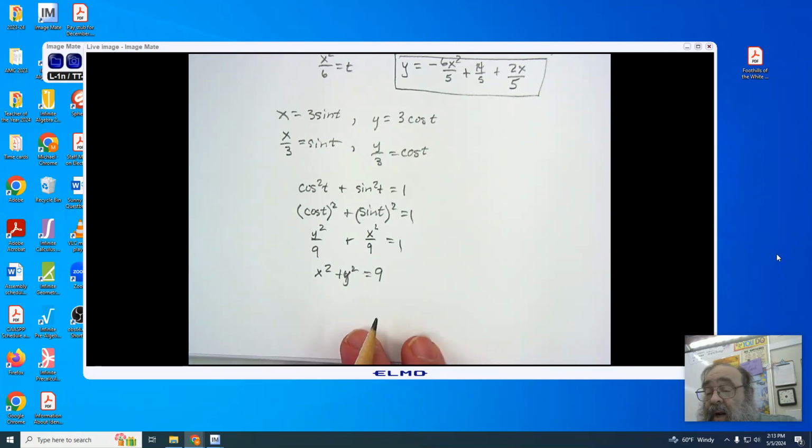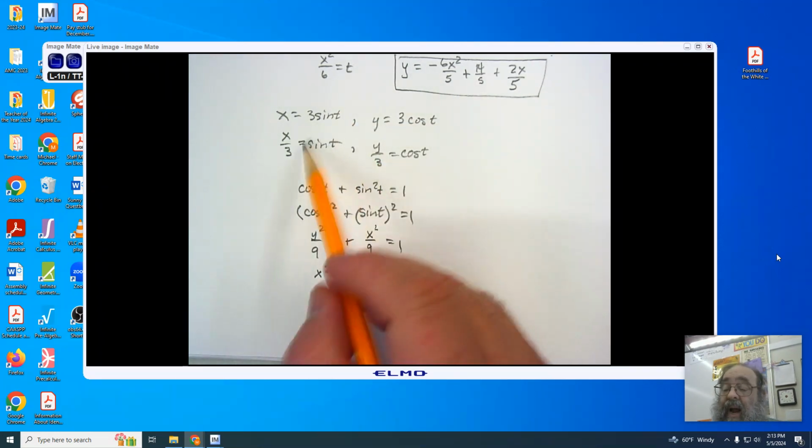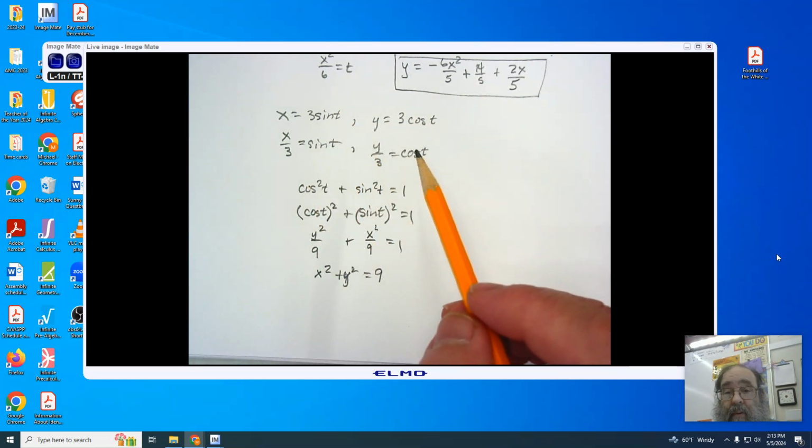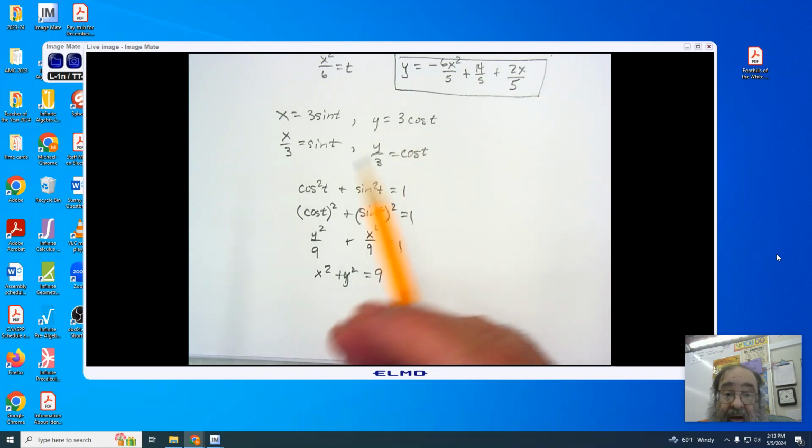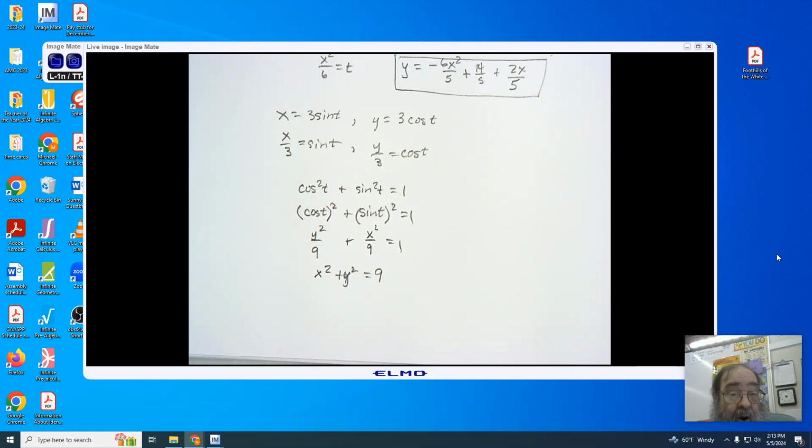Now, I had to think about it a little bit. I had to simplify it so that I had sine of t by itself. We might even end up having to have a t by itself with an arc sine or an arc cosine. Don't let yourself be afraid of what you see.